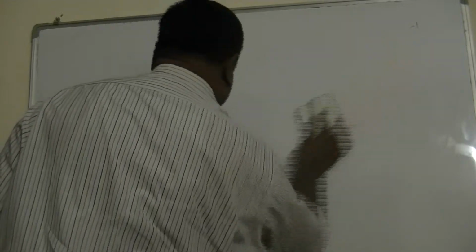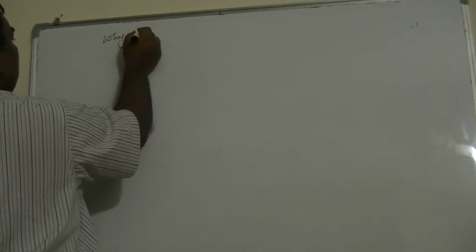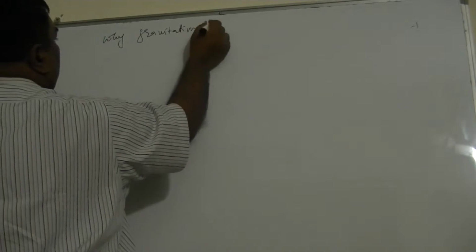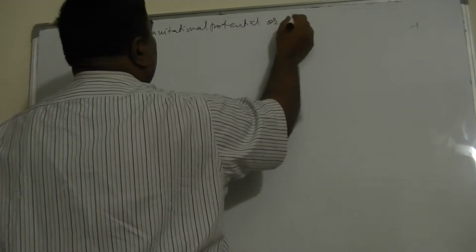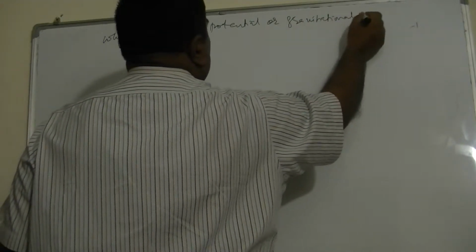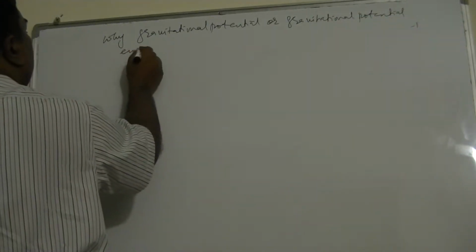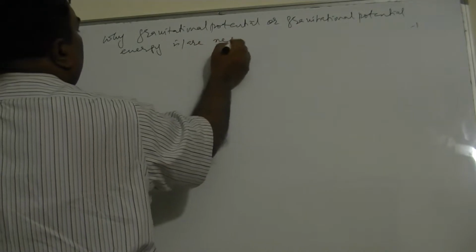We have two approaches. By one approach, they can say why gravitational potential or gravitational potential energy are negative.